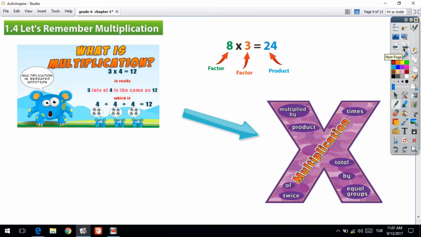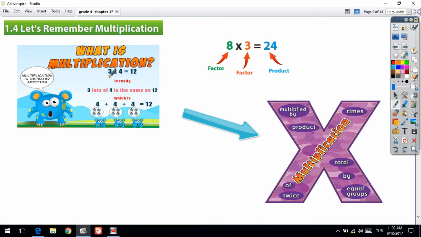Let's remember multiplication. There is a big relation between multiplication and the multiplication table, because you multiply the numbers and there is a times. So what's multiplication? It is repeated addition. 3 times 4, or 3 lots of 4, is the same as 12, which is 4 plus 4 plus 4.